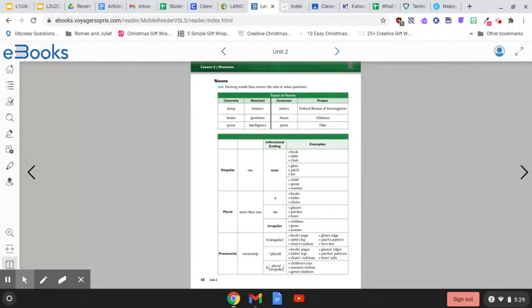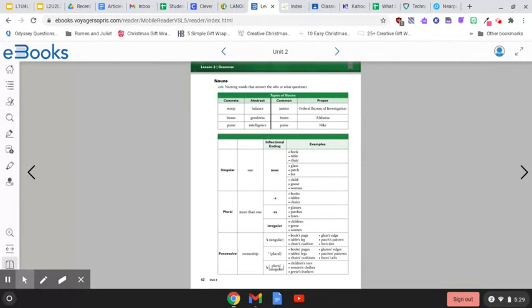Nouns can be categorized several different ways. The first two columns show one way to sort nouns. They can either be concrete nouns or abstract nouns. Read the words under concrete with me. Stoop, beans, purse. Read the words under abstract with me. Balance, goodness, intelligence. What is the difference between a concrete and an abstract noun?